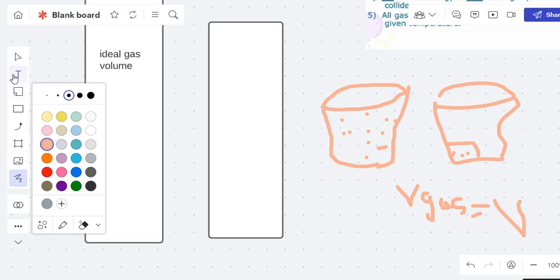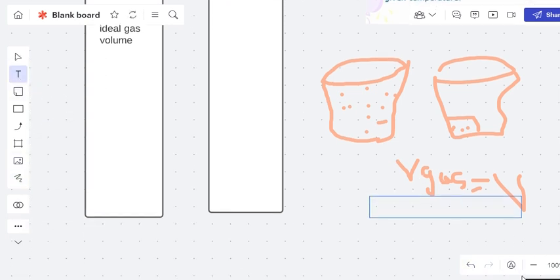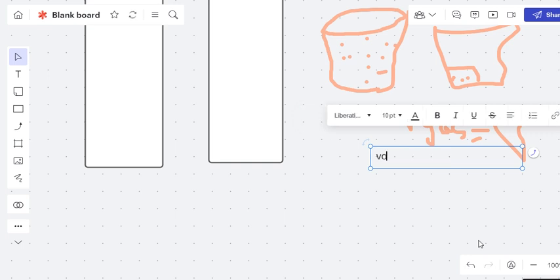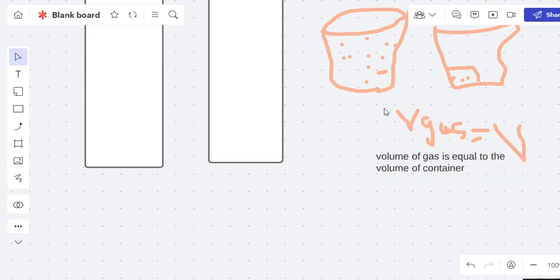I'm finding it a little difficult to write, so I can write it with the help of this. Volume of gas is equal to the volume of container. In the ideal gas, I'm talking about volume of gas and volume of container. We don't neglect this part, because it's also occupying the space, so we have to neglect it.